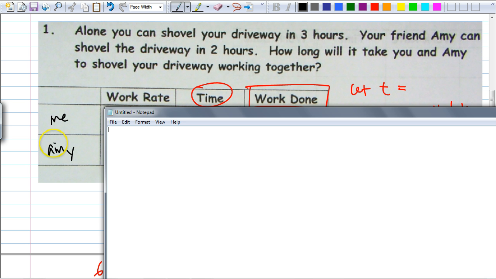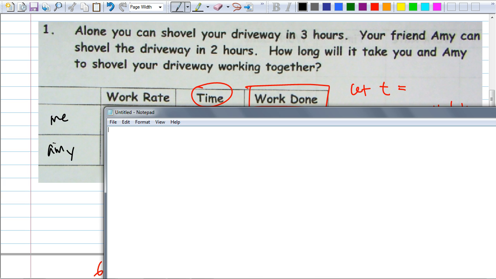Anyway, so here's me and Amy. Now, how am I going to figure out my work rate? When I say my work rate, I mean my work rate when I work by myself. What would the work rate be? We just talked about this. If you want to find the work rate, it is work done over time, right?